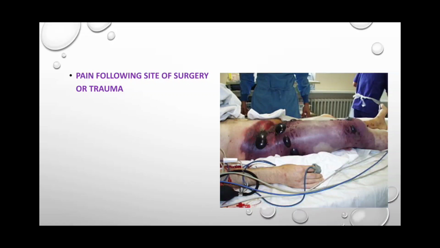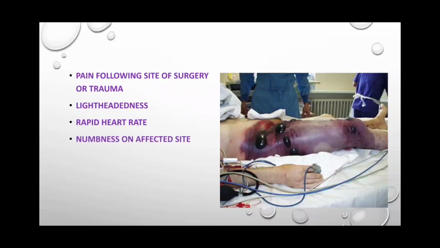There will also be some other symptoms like pain at the site of the surgery or trauma. The patient will also have lightheadedness, due to the presence of this gas gangrene and infection. Then there will be a rapid heart rate, or tachycardia, which means the pulse will be more than 90 beats per minute. Then there will be numbness in the affected region because of necrosis of the tissues.